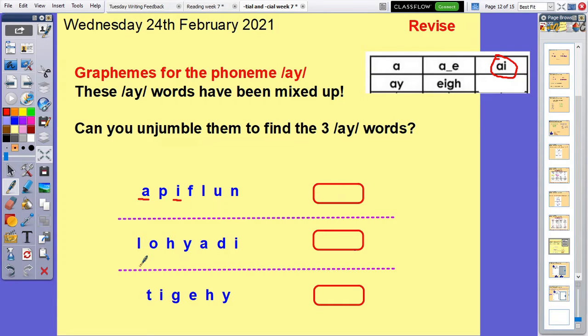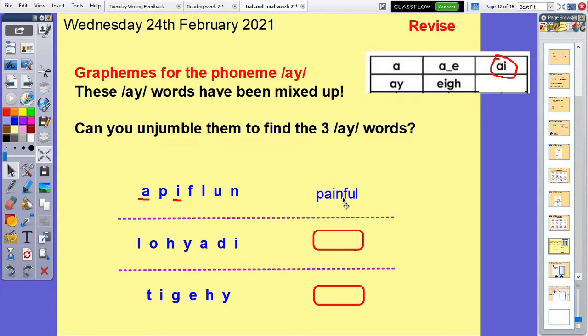If you'd like to pause the video for a moment and see if you can solve these A sound anagrams, off you go. Pause the video. Okay, hopefully you've had a go at solving those by pulling out the grapheme and then looking at the leftover letters to try and make a word. And here are your answers. Let's see how you did.